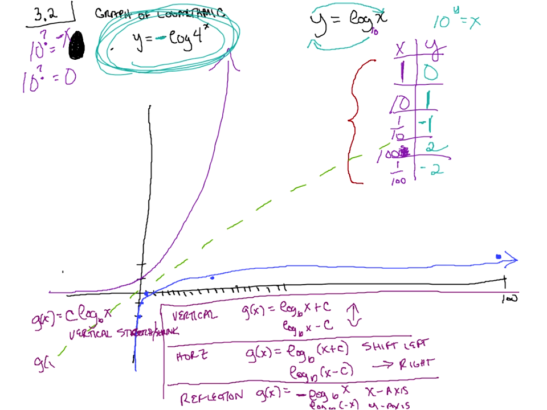And then when we have that coefficient on the inside of the log, so log base b of cx, this is a horizontal stretch or shrink. On the inside, so it's going to be the inverse of what you would think. Does that help you think about it, LaToya?